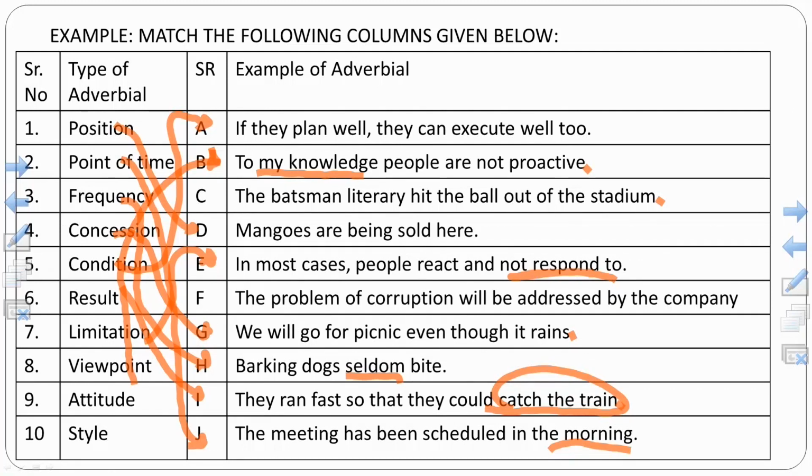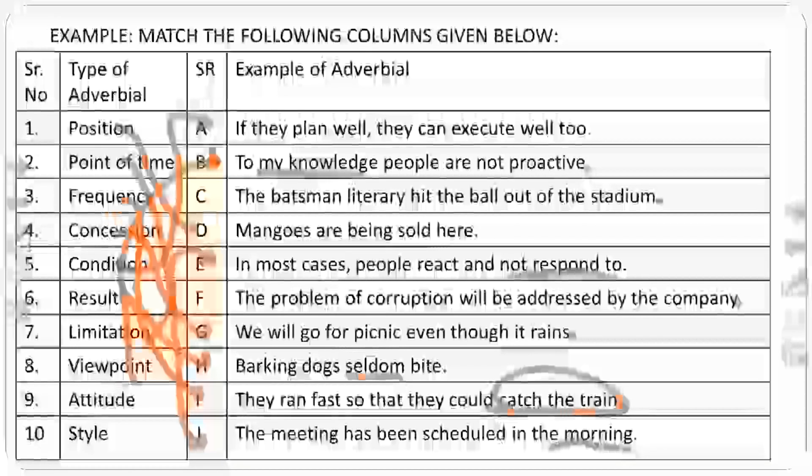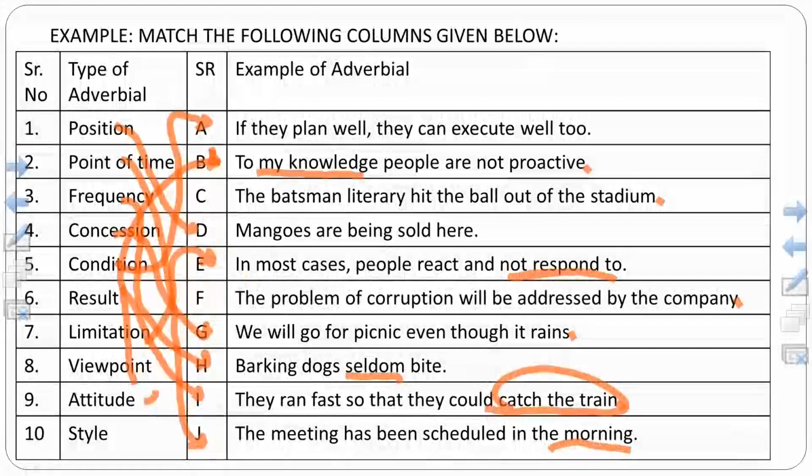So these are some examples with their particular type of adverbial. Now let's look at style and attitude. Attitude, if you look at it, is very easy. Now we have only two. The problem of corruption will be addressed by the company. The problem of corruption. So it shows attitude.